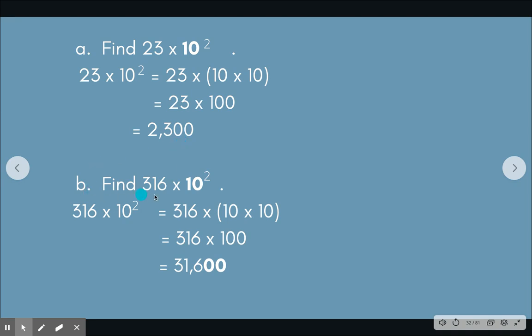Part B, find 316 times 10 squared. 316 times 10 squared is the same as 316 times 10 times 10. So remember, you solve for what's in the parentheses down here. 316 times 100 equals 31,600.